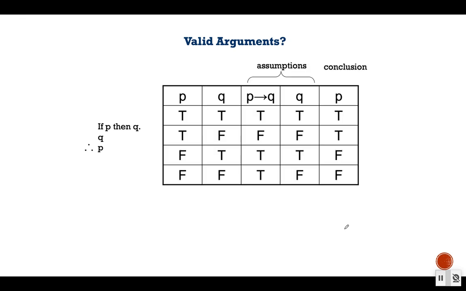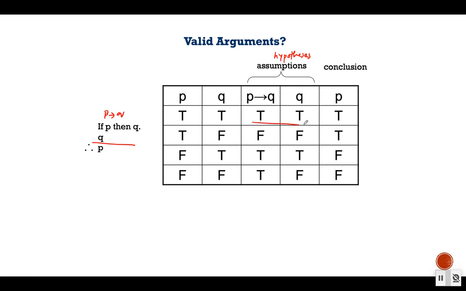So let's see a couple of other examples. Say we are arguing that if p then q, meaning we are saying that p implies q is true, and q is true, then p is true, if this is a valid argument. Let's draw a truth table.